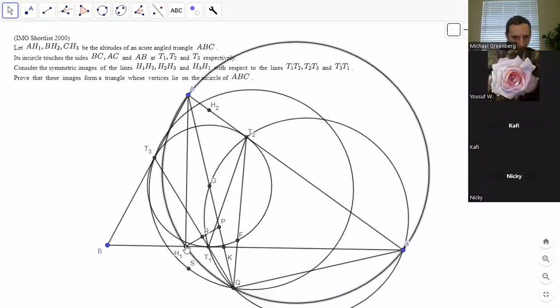Once we know that these are both cyclic, it's easy to show that QT3 bisects this angle, because we can calculate angle H1QA using this circle. We can calculate angle T1QG using this circle, and we could show it's half of it. And so this is an angle bisector. And so basically that solves the problem, because then we show the reflection of H over T1.